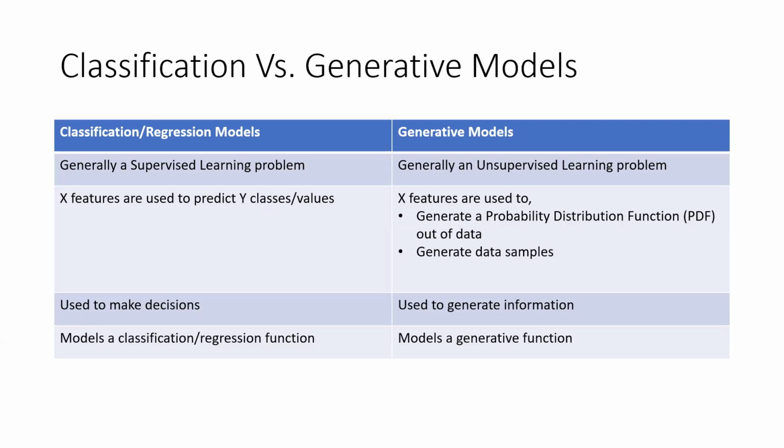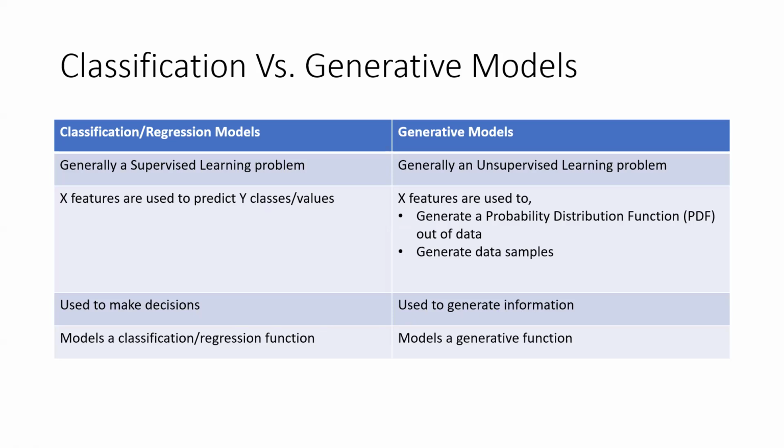Right? And when it comes to classification and regression models, generally we are using these to take decisions. Like if we have a data set and we want to see whether it's a cat image or a dog image, that means we are going to take decisions. So okay, this is a cat or this is a dog, based on the data that we are given. Right? But when it comes to generative models, the idea is mainly about generating more information.